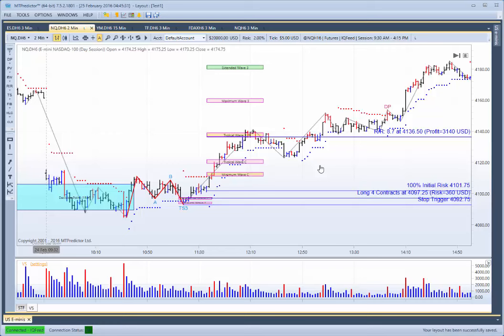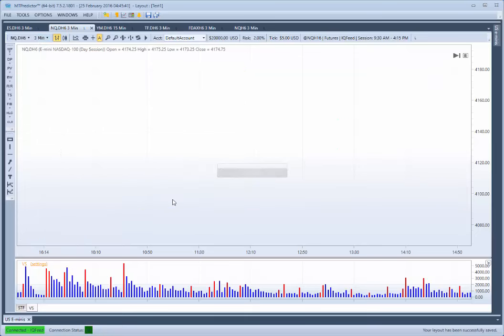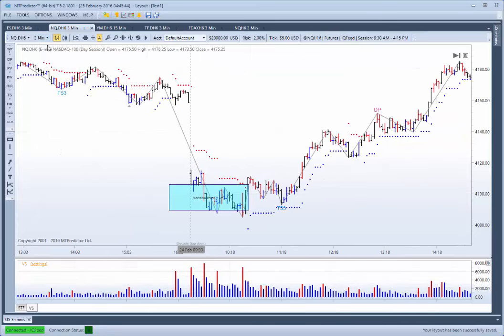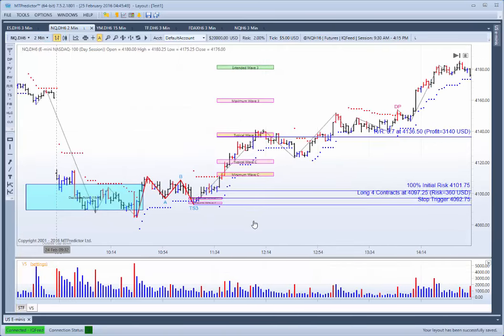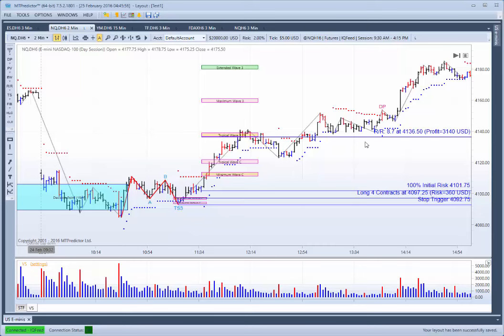So an absolutely excellent example here of the MTPredictor Holy Grail trade setup unfolding on the Nasdaq. This is actually on a 2-minute chart. We actually got the same thing unfolding on a 3-minute chart there as well, but I just showed you the 2-minute chart because that pattern was just slightly better. So an absolutely brilliant example of the MTPredictor Holy Grail trade setup unfolding yesterday, where we returned a very nice 8.5 times profit over the initial risk. So a great example of the tools and the trades we like to look at in MTPredictor yesterday.